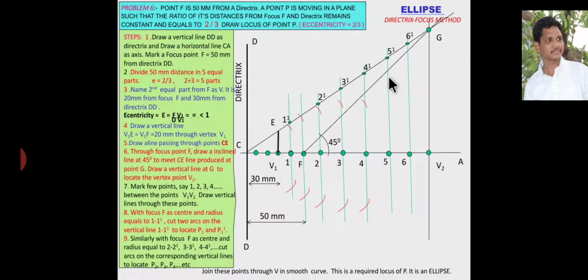Now 5 5 dash as radius and F as center, draw arcs on the 5 5 dash line. Now 6 6 dash as radius and F as center, draw arcs on the 6 6 dash line. Now join all these intersecting points through a smooth curve.